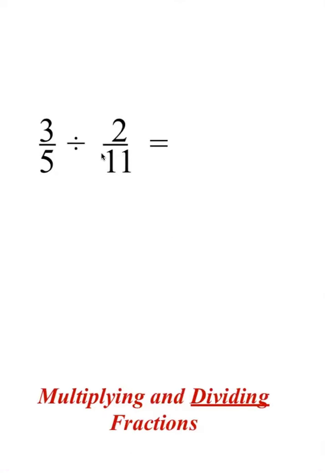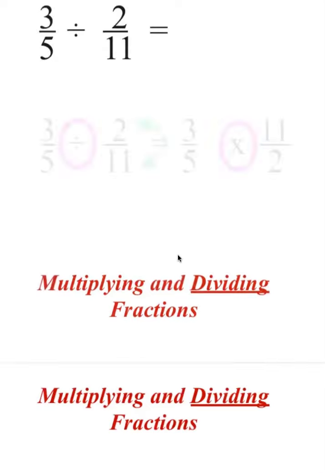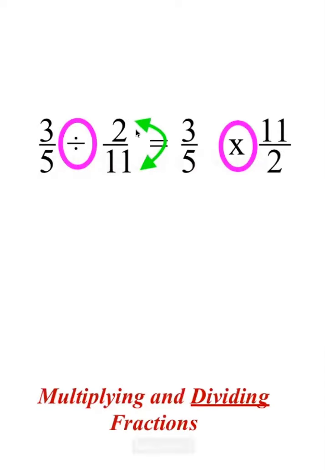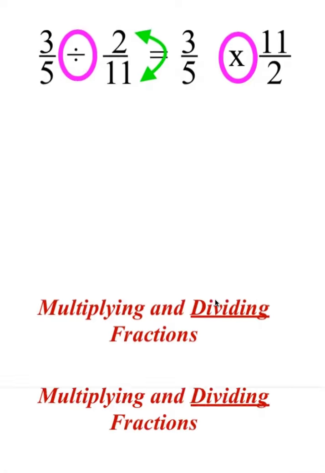Okay, here's another practice question for dividing. So again, dividing fractions, we have to flip this second fraction, then change that divide symbol to a multiply symbol. You can see that happening here. So we flip this fraction here, so 2 over 11 becomes 11 over 2. And then we change that divide symbol to a multiply symbol.